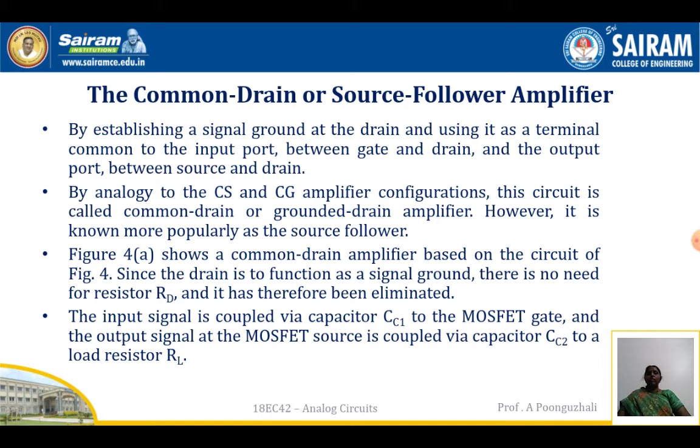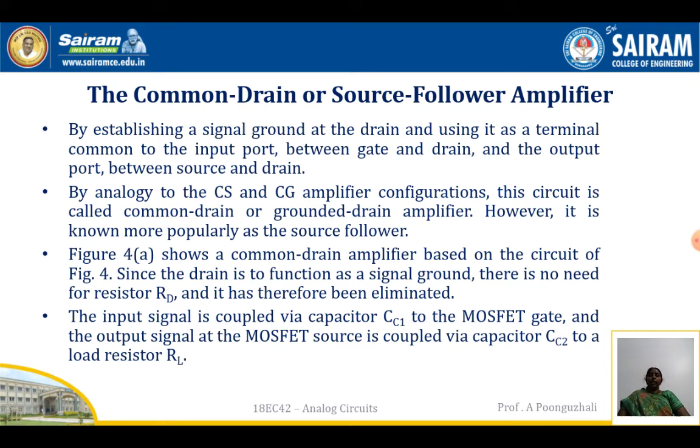So we are going to establish a ground at the drain terminal because it is going to be common to the input as well as the output. So the input is going to be between the gate and the drain terminal, and the output is going to be between the source and the drain terminal. Like how we call common source and common gate, the same way we can call this common drain or grounded drain amplifier, or the other name we can call it is source follower. So in a source follower the output follows the input, so the gain is going to be 1.